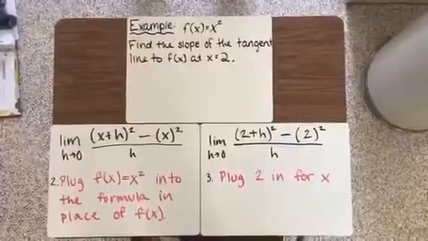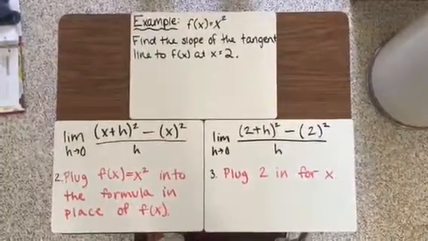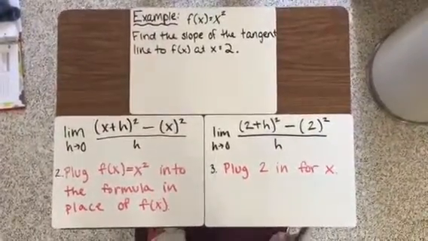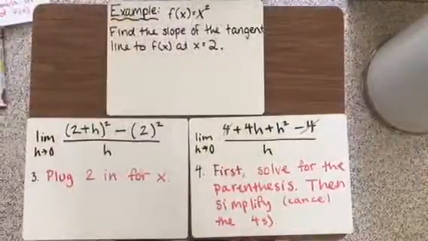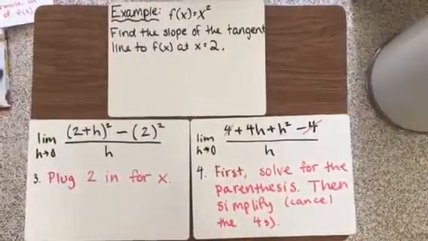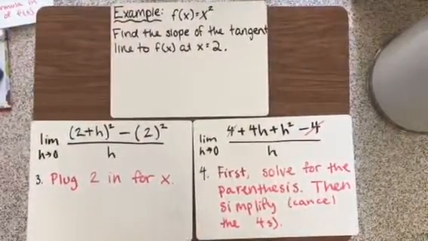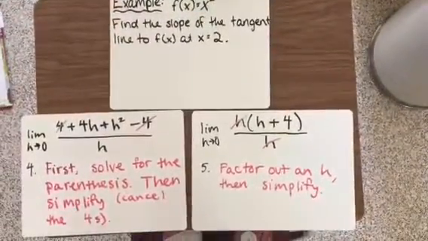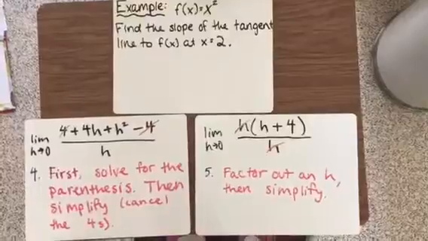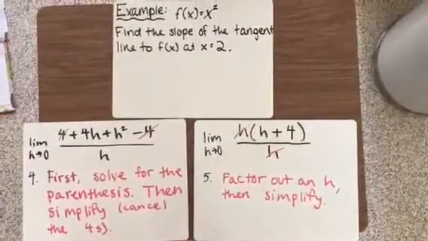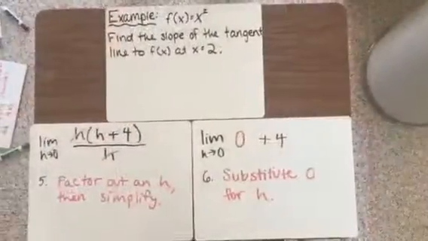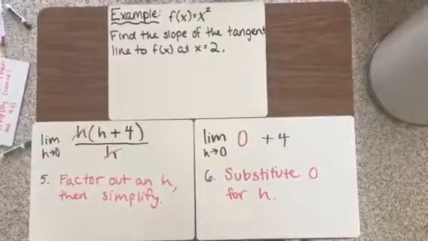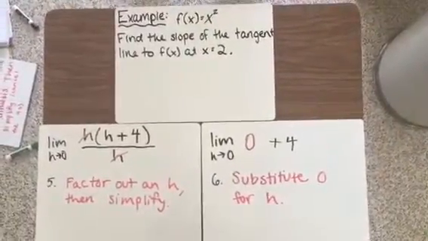Since you're finding the slope of the tangent line at x equals 2, plug 2 into the equation for x. First, solve for the parentheses, then simplify so you can cancel the 4's. Next, you can factor out an h from the numerator and then simplify by canceling the h's in the numerator and denominator. Since you're solving the limit as h approaches 0, substitute 0 for h.